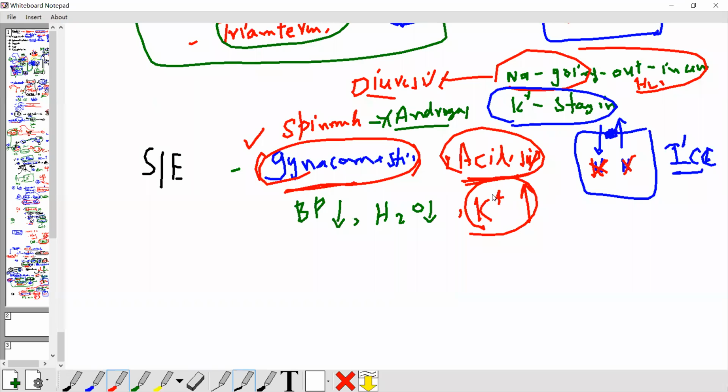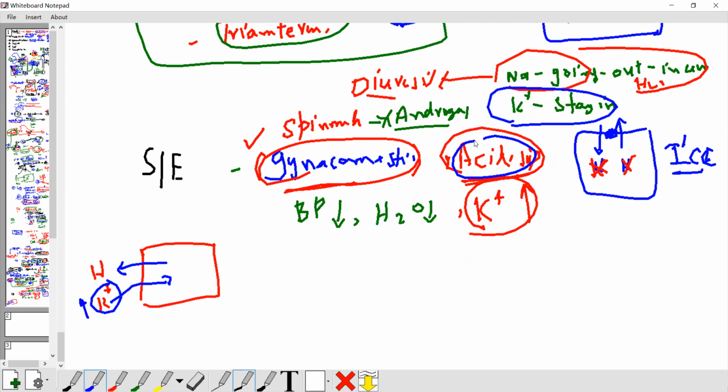Because they disturb the potassium. When you have hyperkalemia, it automatically induces acidosis. What happens in our body if you have hyperkalemia? Potassium here, hydrogen here, and potassium here. If you have hyperkalemia, potassium goes inside, and the hydrogen automatically comes out. So hyperkalemia automatically induces what? Acidosis. So hyperkalemia here, the acidosis here.